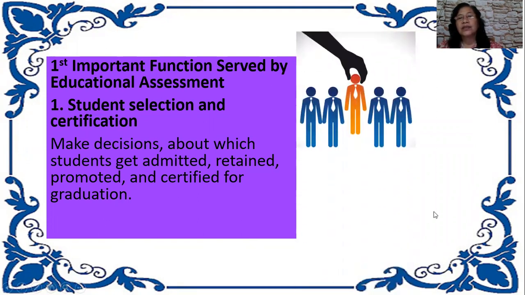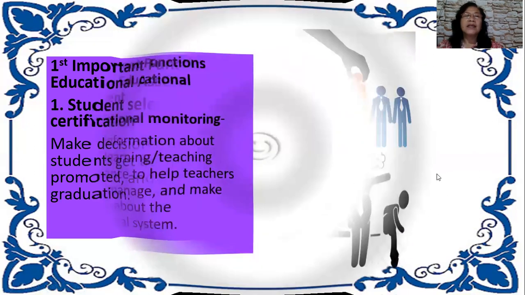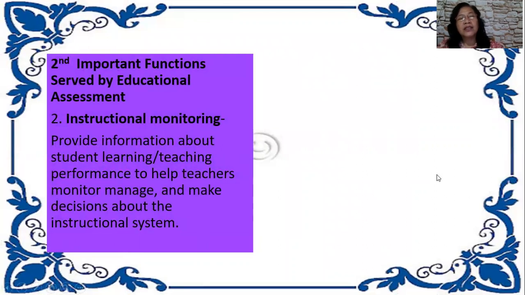So student selection. So you can be this one. You are picked out from the rest of the students to be awarded, or you may be kicked out from the rest of the class. So you fail. Okay? So the second is instructional monitoring.